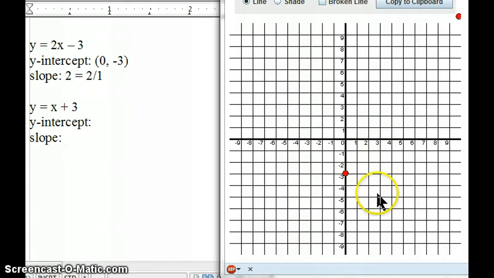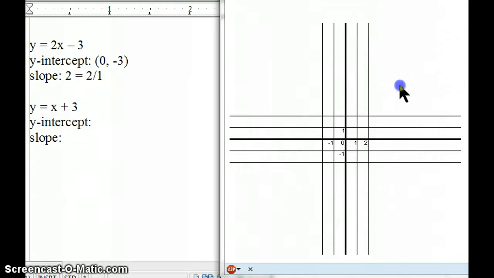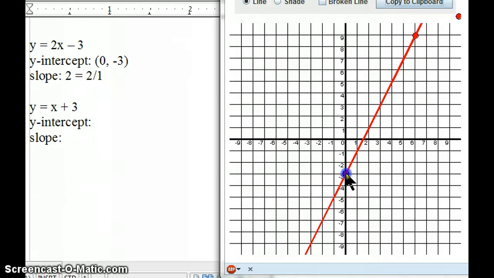Now, these graphs, sometimes they can be a little inexact, so I'd probably go as far as I could from this point. Up 2, right 1, it's right there, and I keep going. It looks like that's the last one that's going to be on my grid. So the graph of the line would look like this.